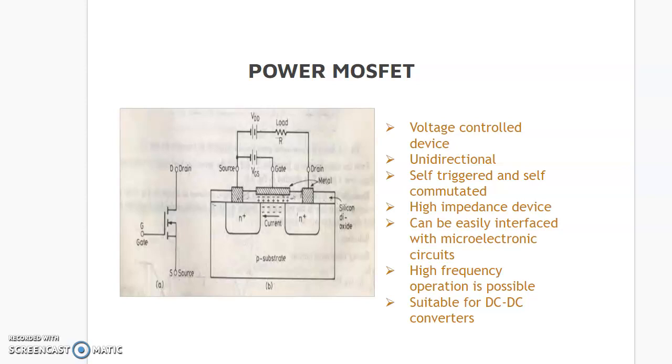The need for a power MOSFET is that SCR is a low frequency operation device. But in MOSFET, even high frequency operation is possible and it is very suitably adjusted for DC to DC converters. Here you can see the symbol of the power MOSFET and the circuit diagram showing how a power MOSFET is connected.